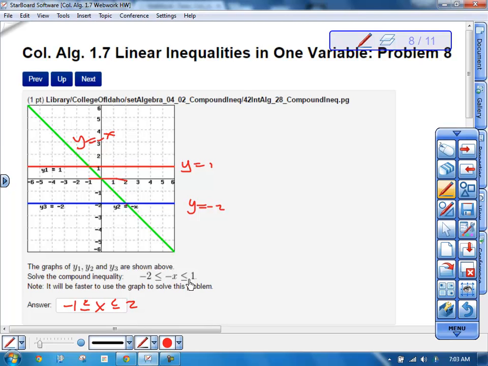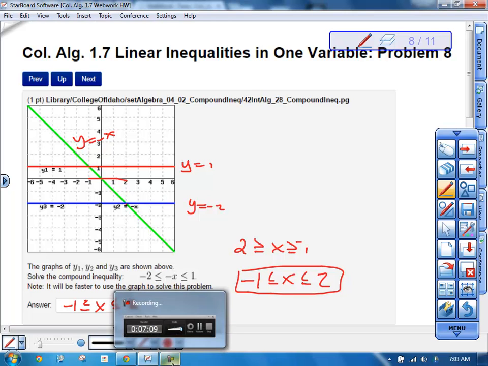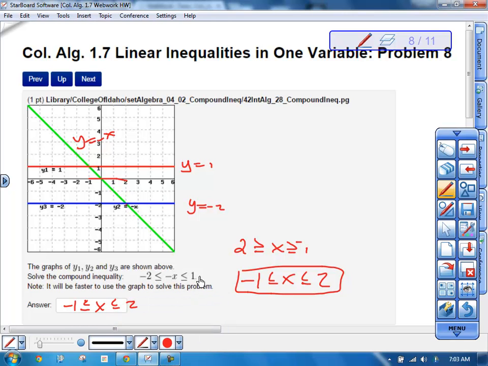Now, I don't know if that's faster than solving it. It's really fast to solve it algebraically, too, by multiplying everything through by negative 1. You get 2 is greater than or equal to x is greater than or equal to 1. Sorry, it's a negative 1. Multiply everything through by negative 1. Then you always flip the inequality. You always put the smaller number on the left and the bigger number on the right. So if you do it algebraically, you'll get the same exact thing as you get from the graph. But it's a good reminder that you can graph these as well.